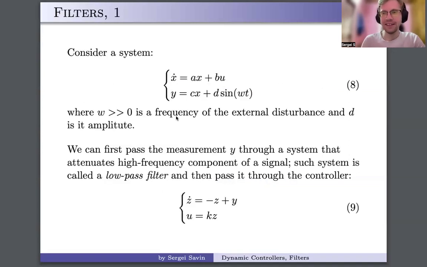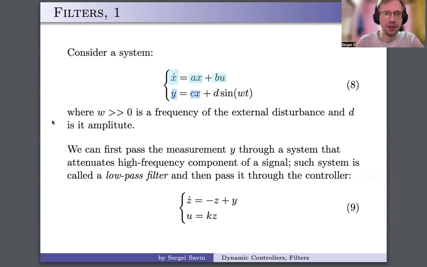Now, the last example for today is filters. That is going to be something that essentially has the same form as what we saw previously, but in terms of description, it won't look anything like a controller. So let us just start with an example. Let's say you have a scalar system, x dot equals ax plus bu, and the output of the system is y equals cx plus a disturbance.